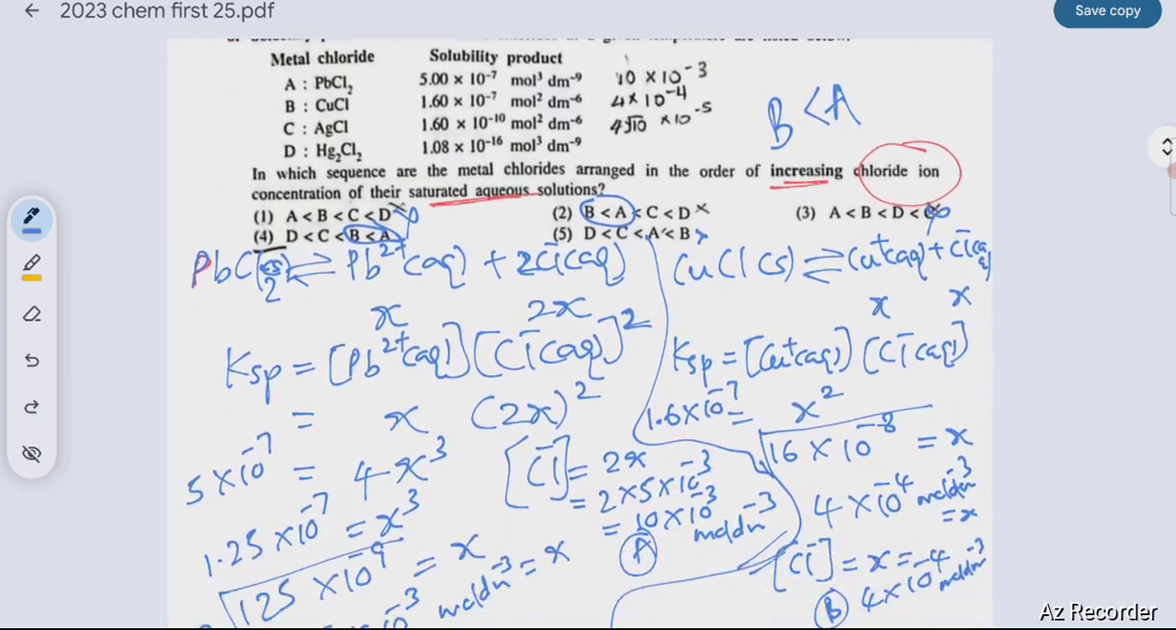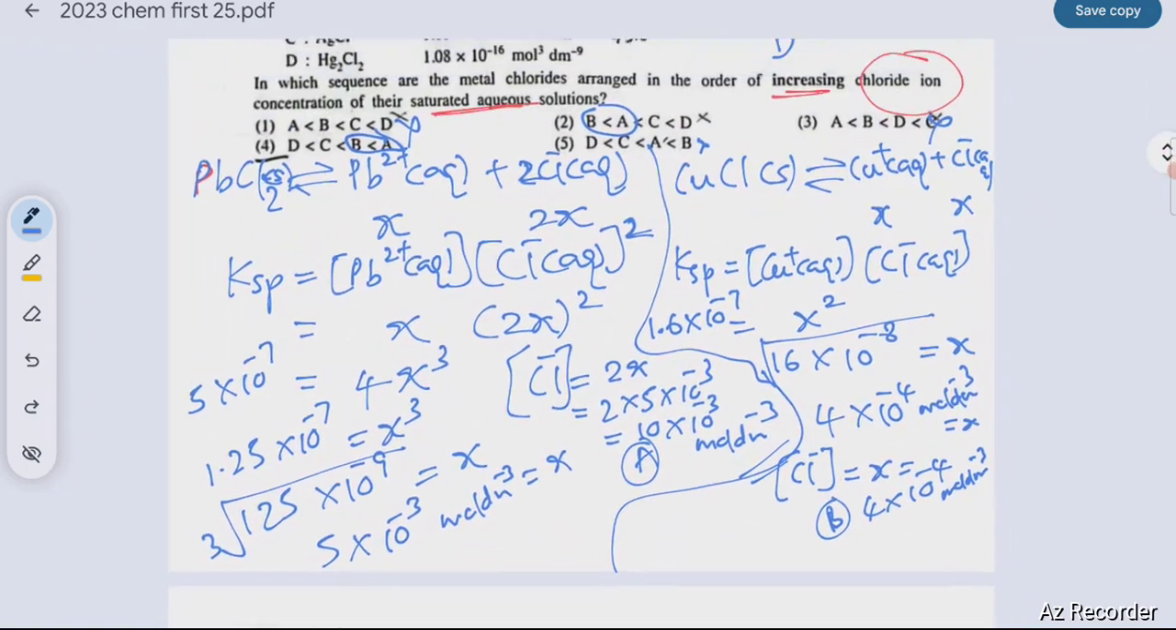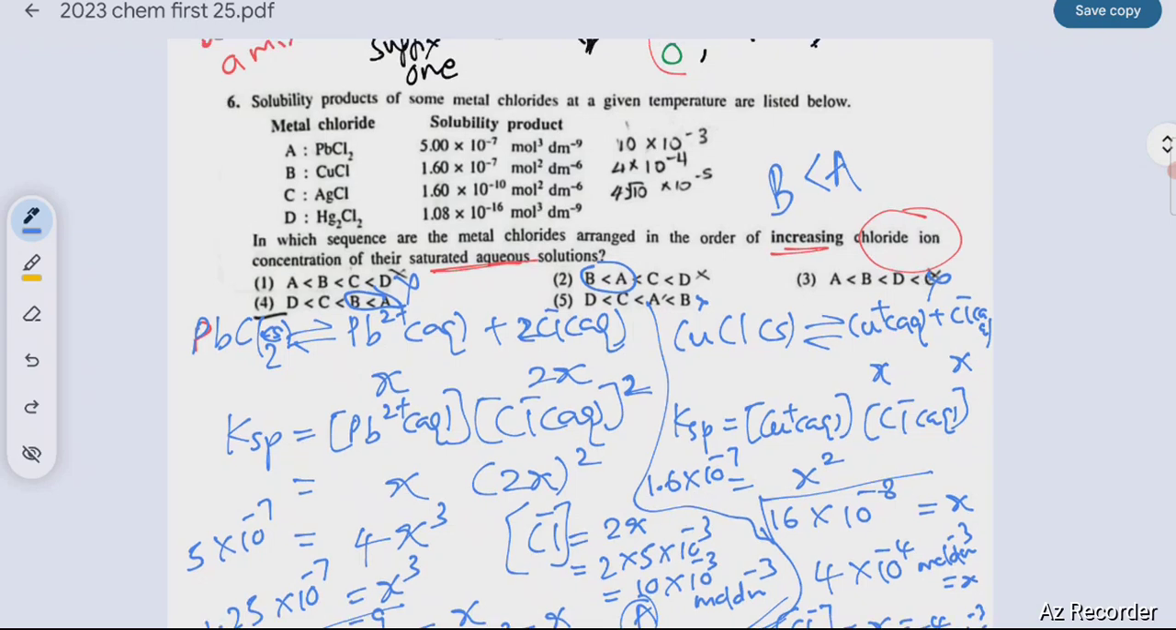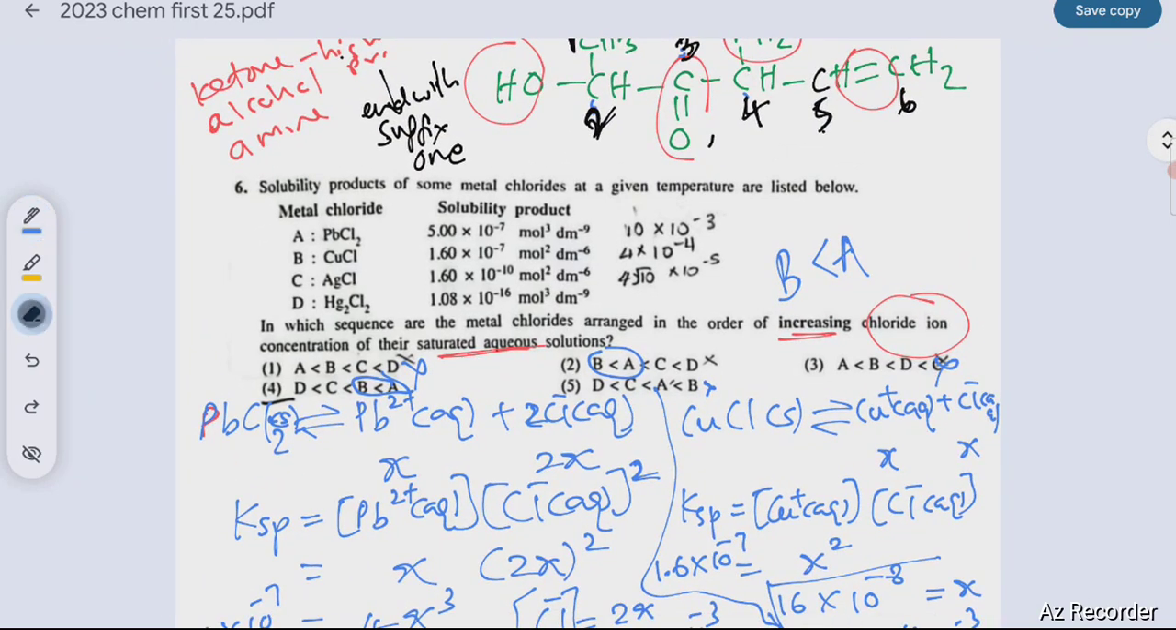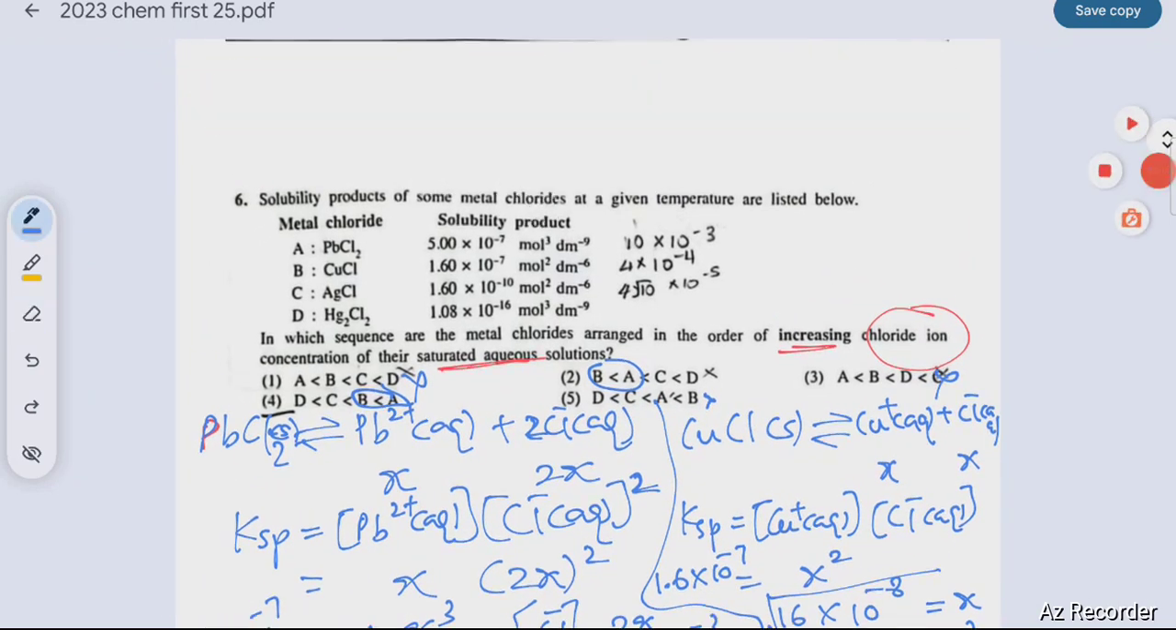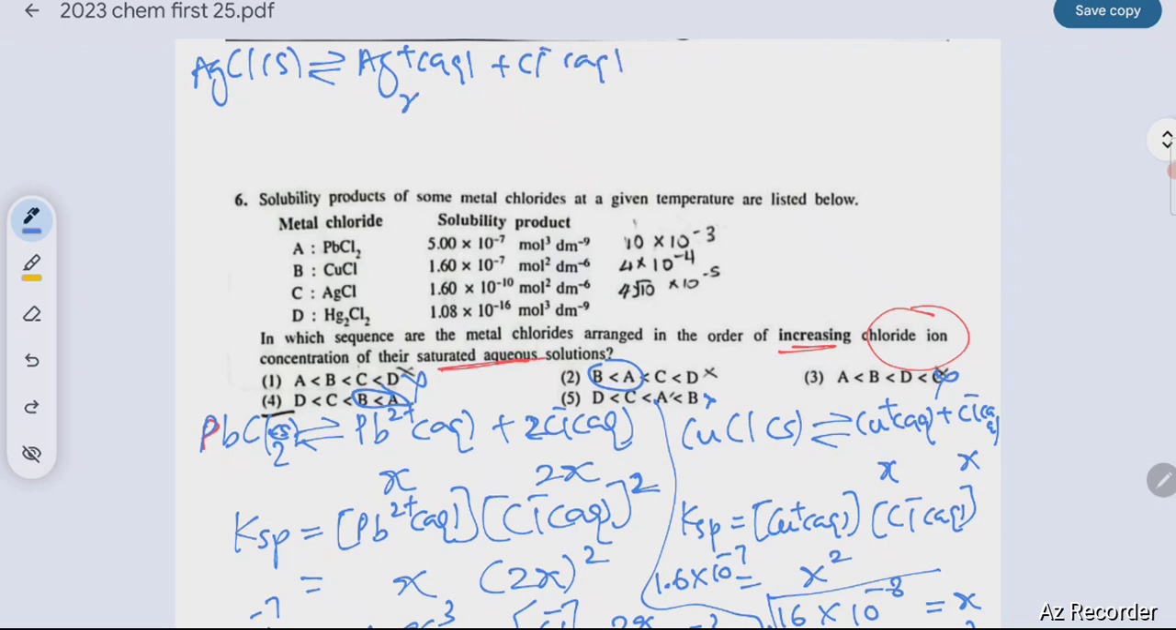Next we'll move on to C. I am lacking space, so I'll use here. Now let's see C, which is AgCl. AgCl solid gives Ag plus aqueous plus Cl minus aqueous. So this gives x and x, and Ksp of AgCl is 1.6 into 10 to the power minus 10. This is equal to x squared, right?